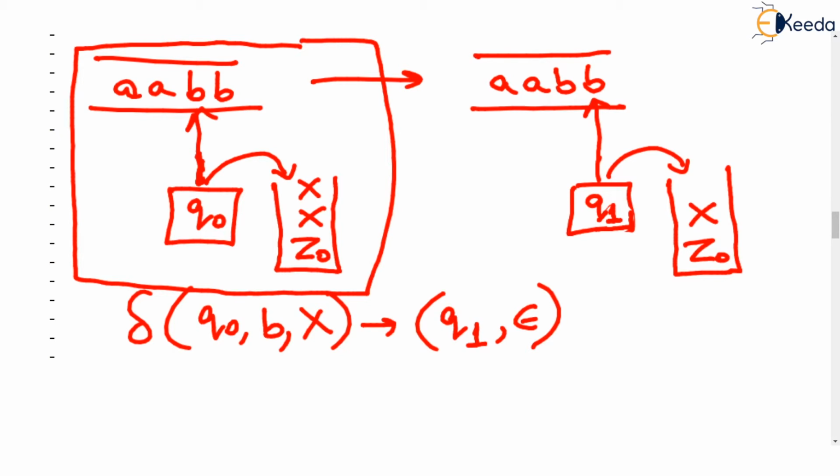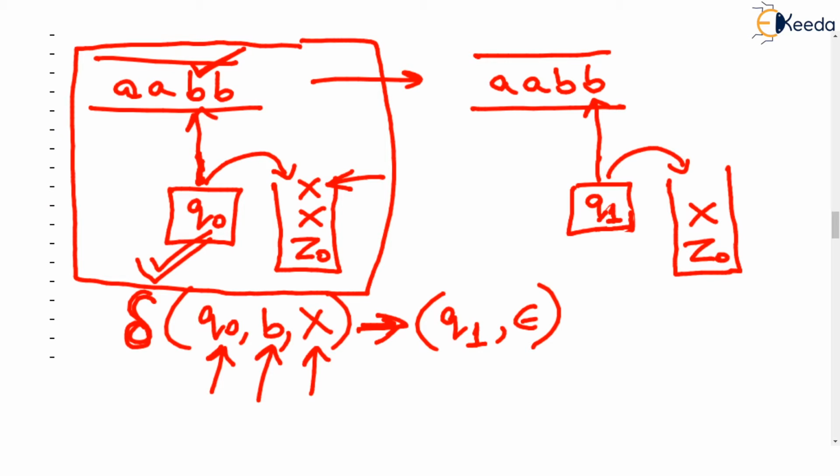Now currently b is getting read from the input tape, q0 is the current state and the top of the stack is x. So we again have three things: current state q0, symbol getting read is b, and top of the stack is x. Let's talk about the delta function. Delta is a function of three things and it will take up an action.